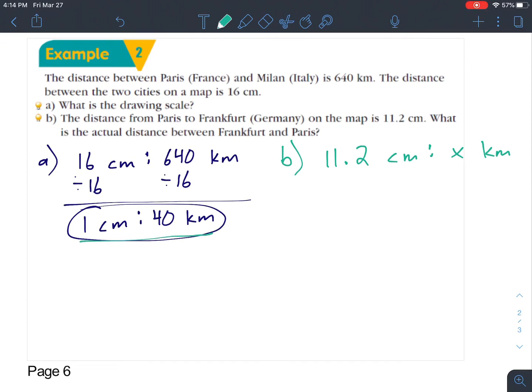We can go ahead and set up our fraction. It's going to be 1 centimeter over 40 kilometers equals 11.2 centimeters over x. We will cross multiply. We get x equals, and then we have to do 40 times 11.2.